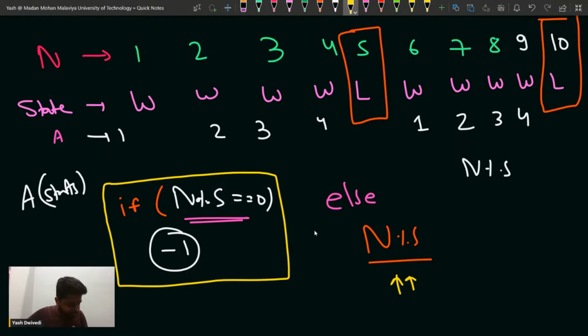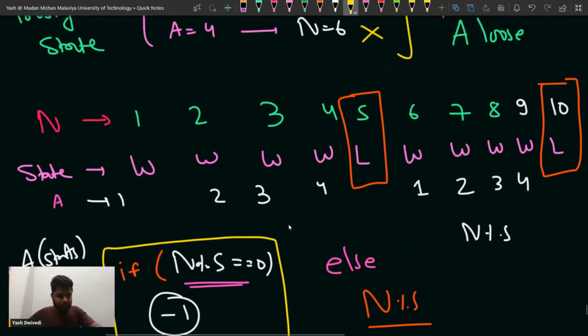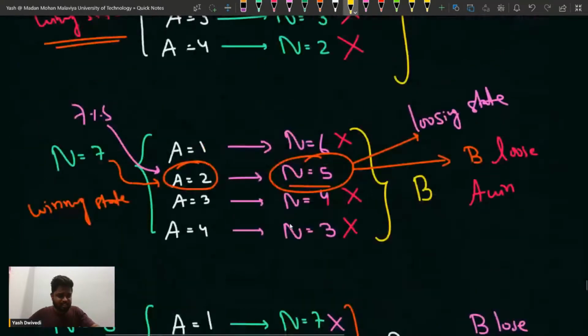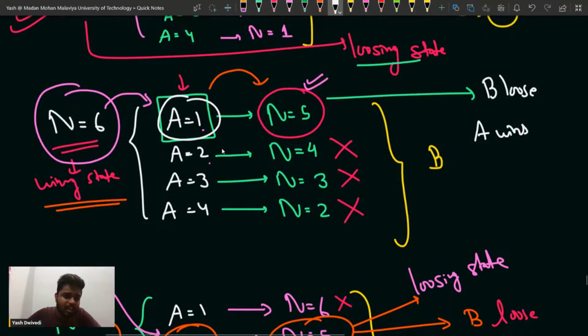And Aryan is saying that please do it for this n is equal to 6 state. So you can see here clearly, when n is equal to 6, if A picks 2 or A picks 3 or A picks 4, then what will happen? B will get 4, B will win. So I don't want to give B n is equal to 4 left. I don't want to give B n is equal to 3 left. I don't want to give B n is equal to 2, because otherwise B will win, because I always want to make sure that A wins, right?